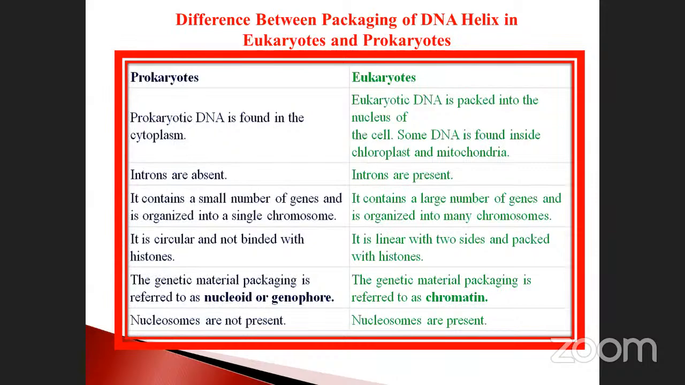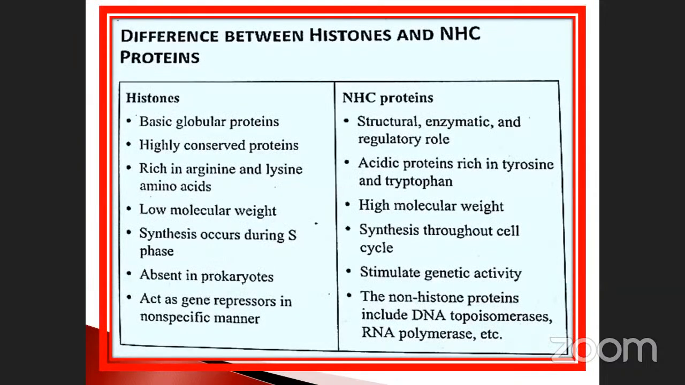So this is very, very important, my dear students. You have to note it down in this part: the nucleoid and genophore, chromatin structures, and where they are present, in the nucleus or in the cytoplasm. Which one is absent here? Introns are absent in the prokaryote, introns are present in the eukaryote. This is very, very important, my dear. Take notes, then only it will be better.